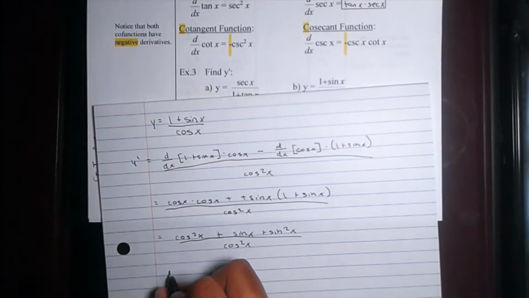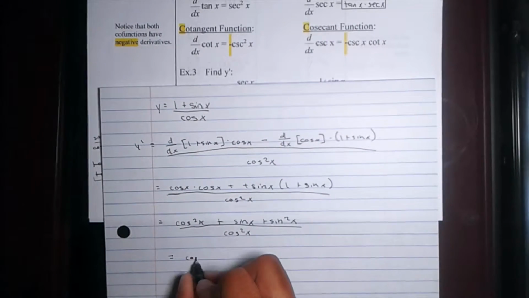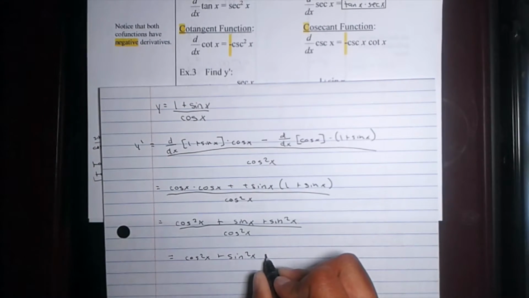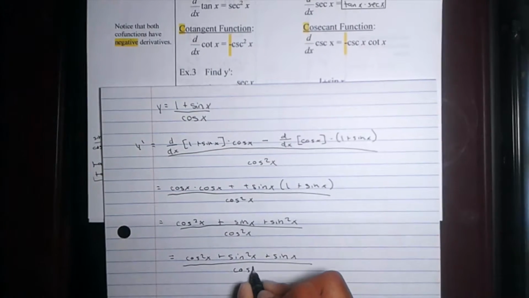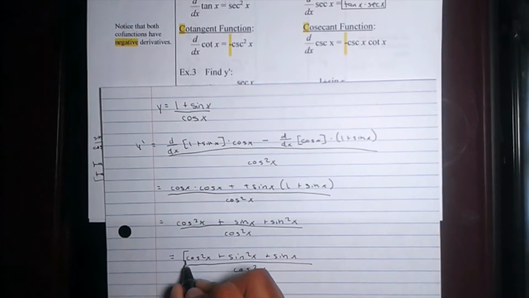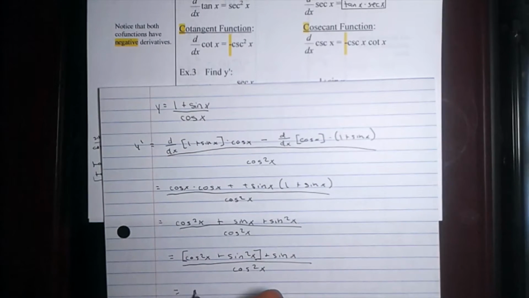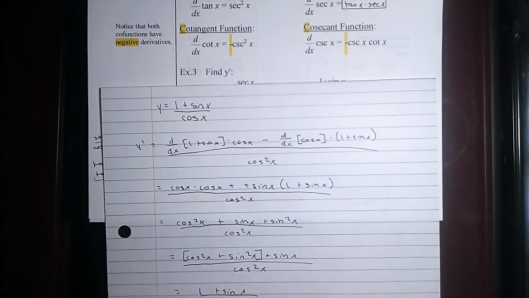And if you rearrange this to be cosine squared x plus sine squared x plus sine x, all over cosine squared x, you can see that there's an identity here, and that just equals 1. So it would be 1 plus sine x all over cosine squared x.